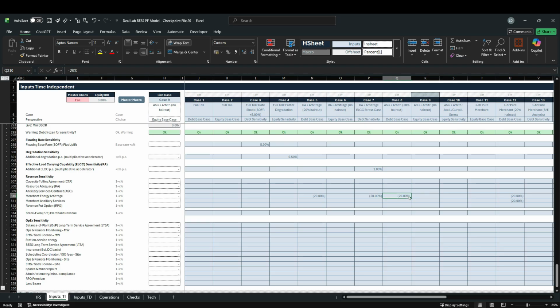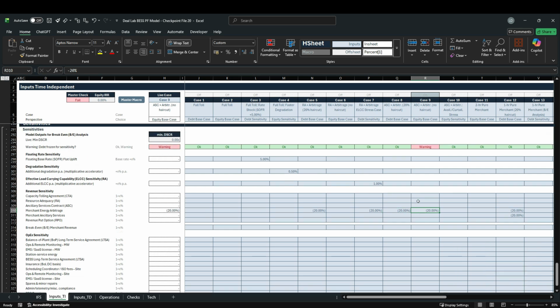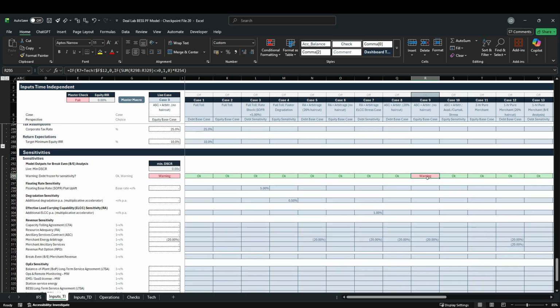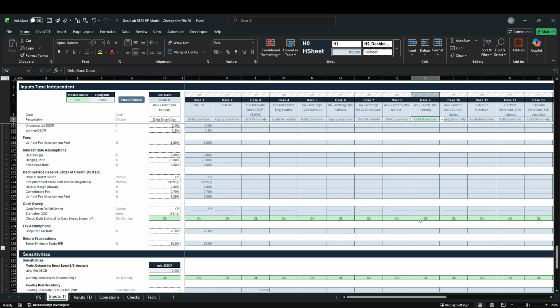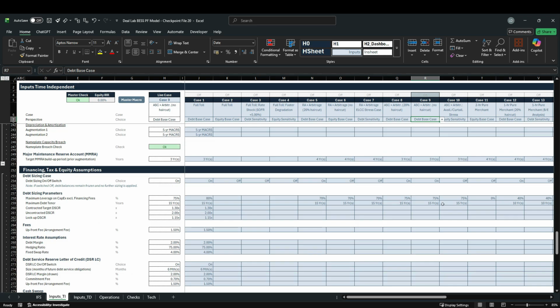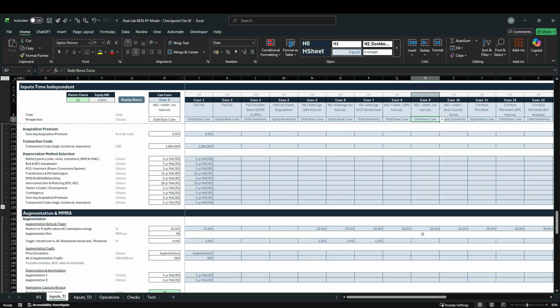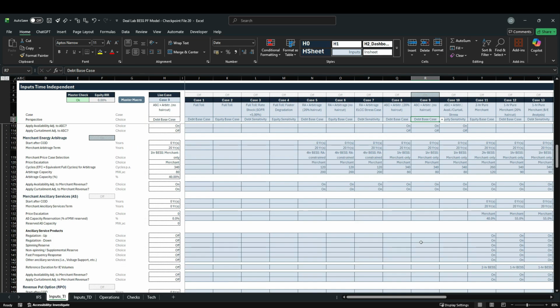And right here, what we do is assume a merchant energy arbitrage haircut of 20%. And we get a warning here. That warning is that we assume that this is a sensitivity. So our model is telling us, be careful with running a debt sizing on a sensitivity case. So here we first select a debt base case. So our model is even warning us whether this is a debt sizing case or sensitivity case. So we really want to make sure that all our assumptions align with case 8 here. And the only difference is the haircut.